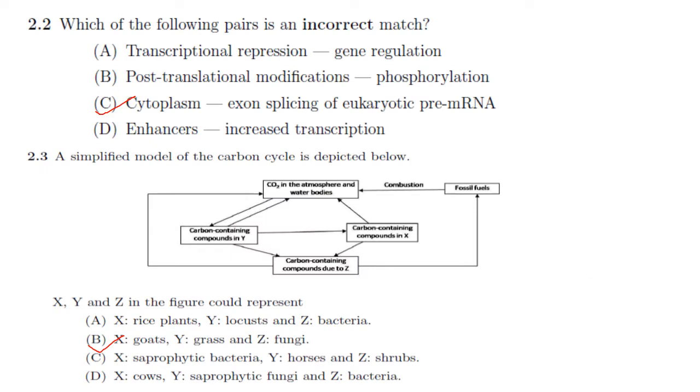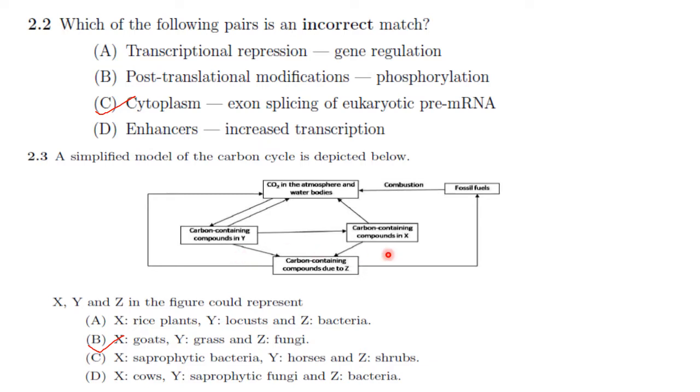Which of the following pairs is an incorrect match? Transcriptional repression, gene regulation. Post-translational modification, phosphorylation. Cytoplasm, exon splicing of eukaryotic pre-mRNA. It is not exon splicing, it is intron splicing, so C is incorrect. Enhancers, increased transcription.